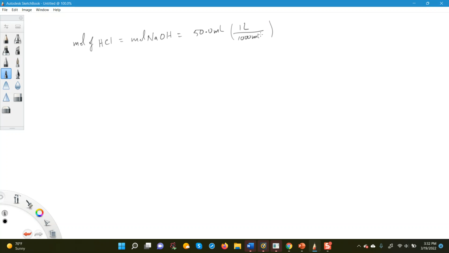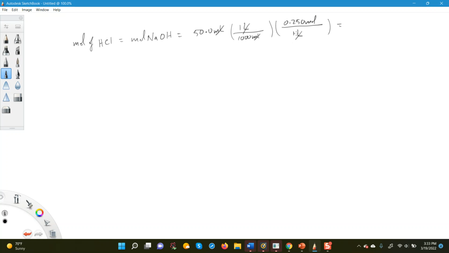All right, so these units will cancel out, and we're going to end up with 50 divided by 1,000 times 0.250. So according to my calculation, the moles of both sodium hydroxide and hydrochloric acid would be 0.0125 moles. All right. The next thing we're going to find is the mass of the solution. Now, we have to make an assumption here.